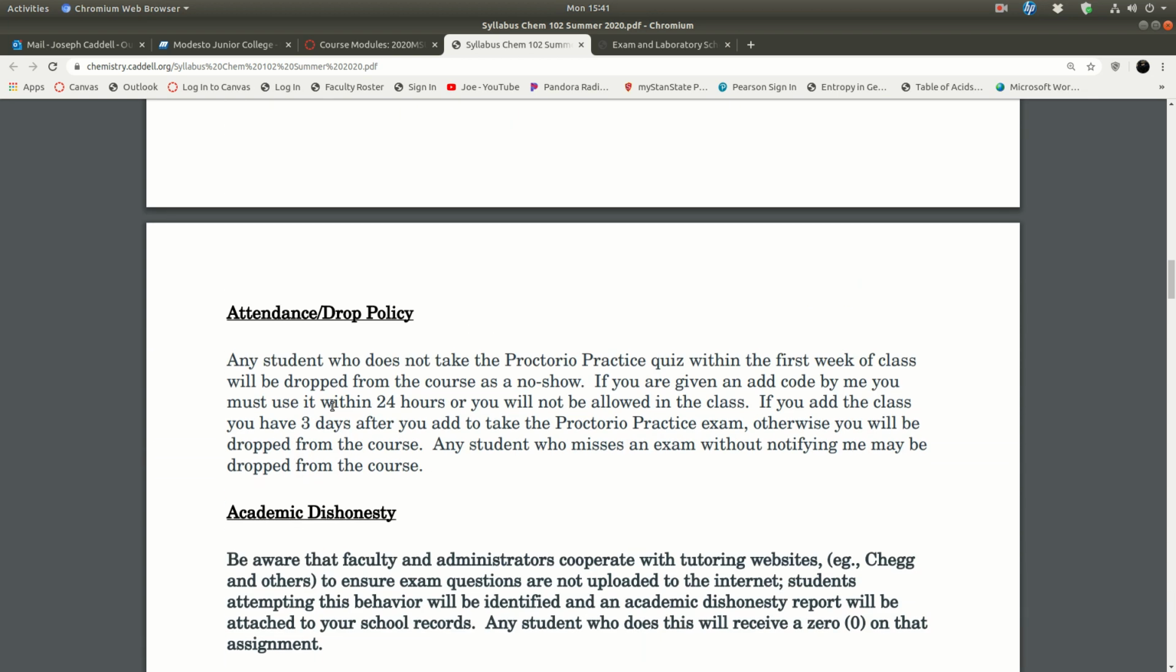So there will be, sometime this week, a Proctorio practice quiz or exam, whatever. It's just like 3 questions that anybody can answer. What it does for you is it helps make sure that you are set up properly to use Proctorio, because every single exam will be given with Proctorio monitoring it, which means you will need those requirements I listed above.